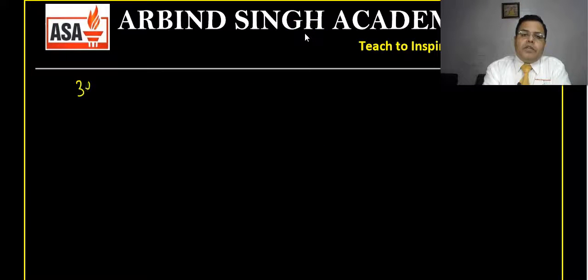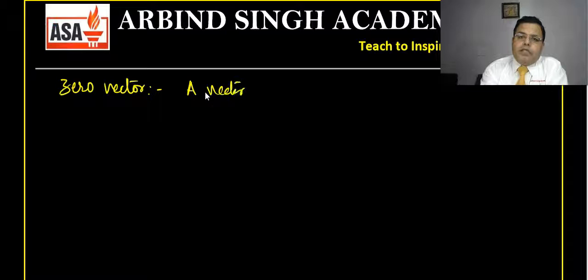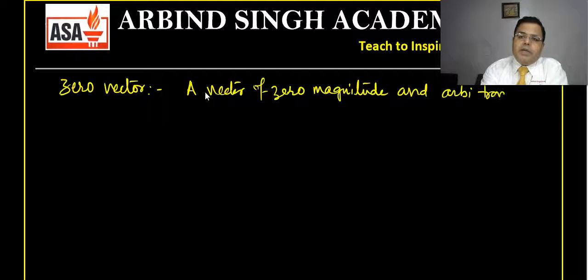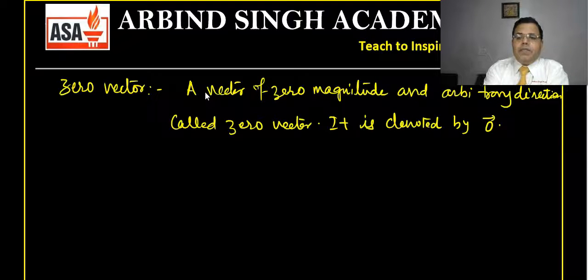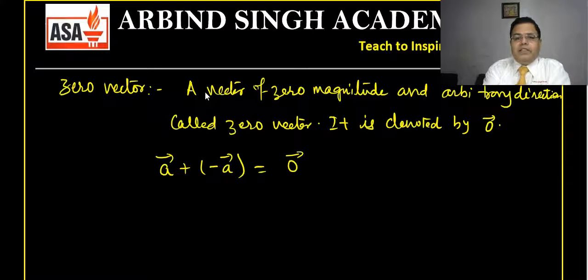Then there is another vector called the zero vector. What is that? A vector of zero magnitude and arbitrary direction is called the zero vector, and it is denoted like this. If we have two equal and opposite vectors, A plus minus A is equal to the zero vector, because the addition of the two vectors is the zero vector.